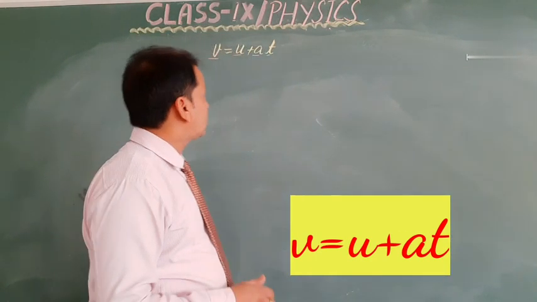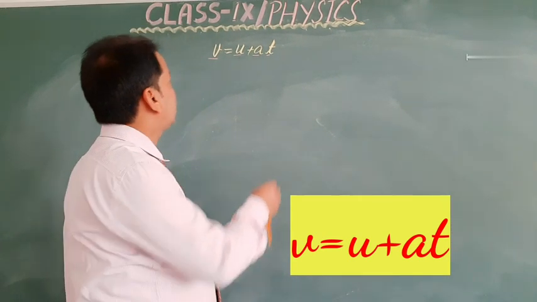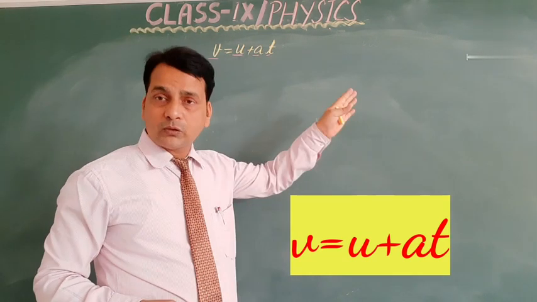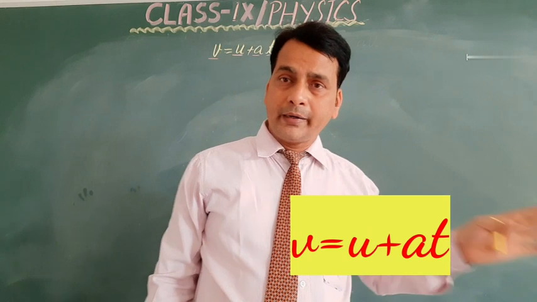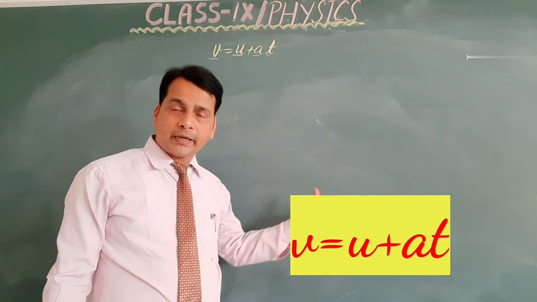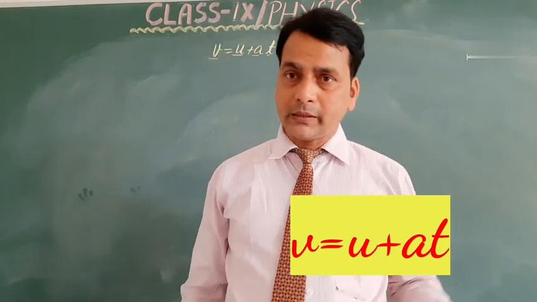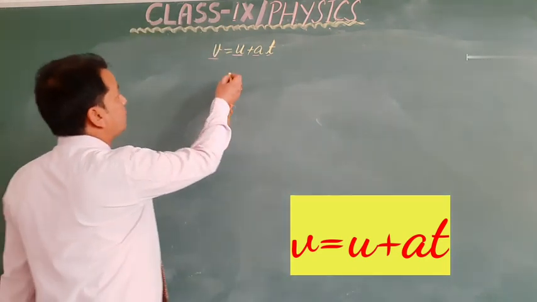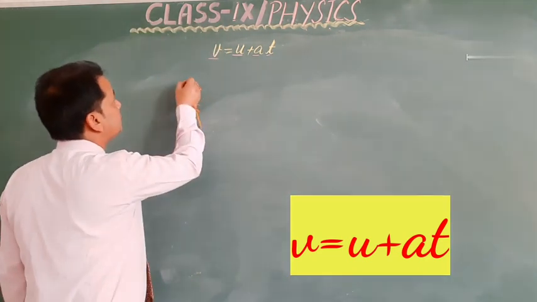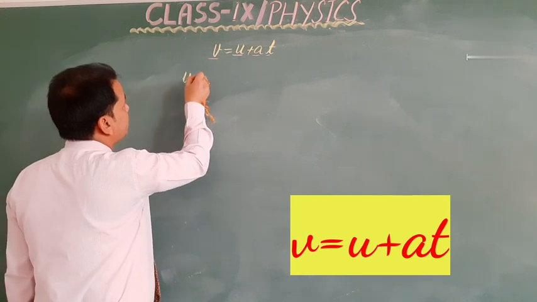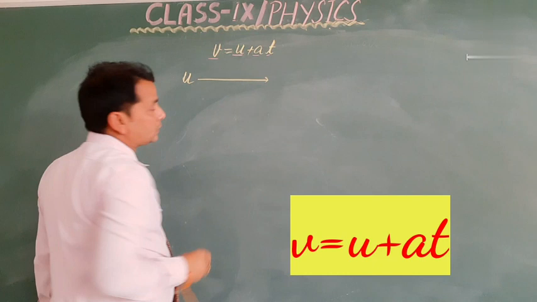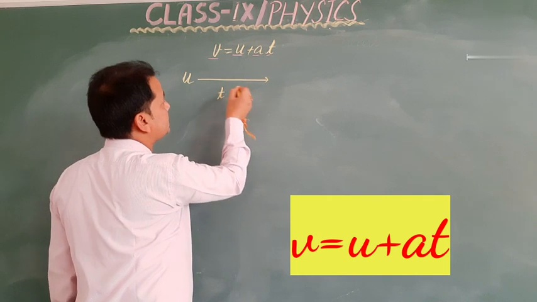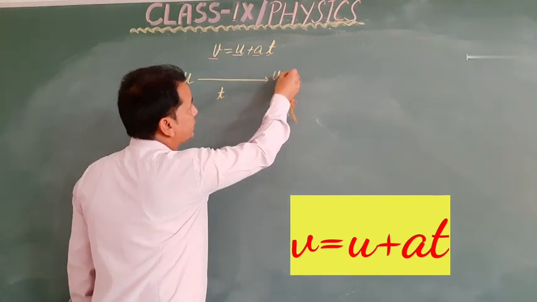plus at. Here v indicates the final velocity, u is the initial velocity, a implies the acceleration and t is the time. Now let us start the derivation of the first equation of motion, that is v equal to u plus at. Suppose we consider a moving object, it has initial velocity u, and after time t the velocity will change to the final velocity, that is v.